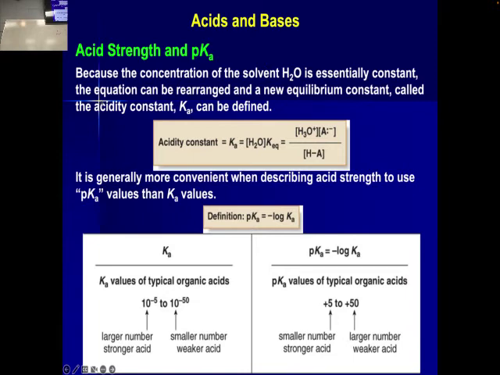And so Ka is equal to KEQ times water. And so that means that it is equal to H3O plus A minus over HA. So again, if Ka is big, what does it mean? Strong acid or weak acid? Strong acid. If it's big, strong. It's a strong acid. So large values for Ka mean strong acids. Tiny values for Ka mean weak acids.